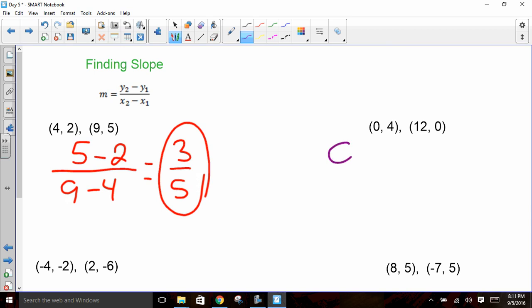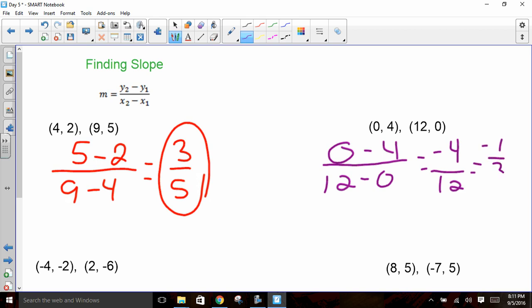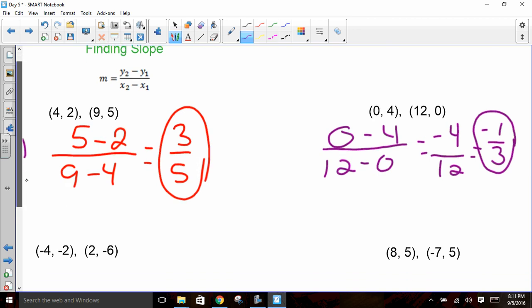Alright, so I have 0 minus 4 over 12 minus 0. Now, negative 4, because 0 minus 4 is negative 4. Remember, signs are important. So I get negative 4 over 12, which reduces down to negative 1/3. Why does that matter? Well, because if you recall from day 1, when we graphed, it's a lot easier to graph down 1 to the right 3 instead of down 4 to the right 12.